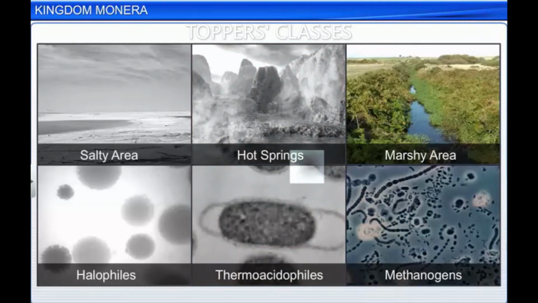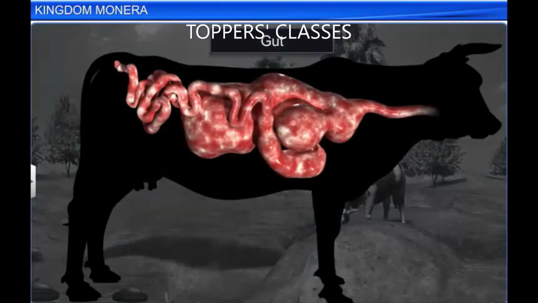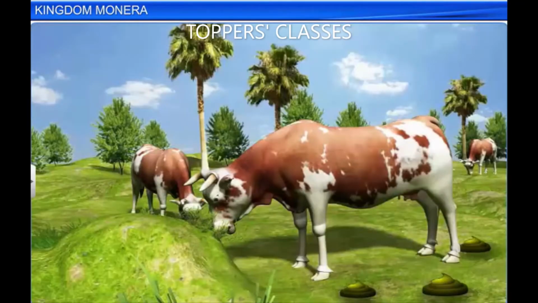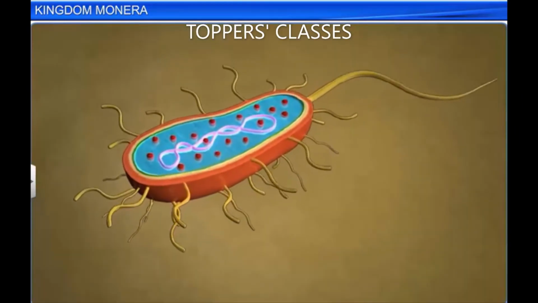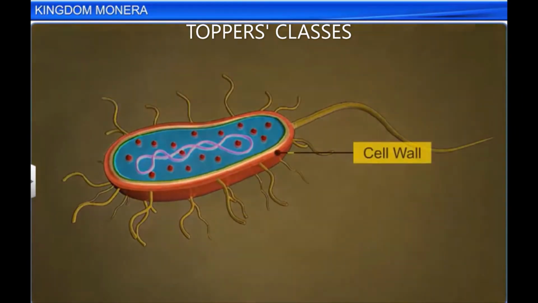Methanogens are also present in the gut of ruminant animals such as cows and buffaloes. These bacteria are responsible for the production of methane, also referred to as biogas, from the dung of these cattle. All archaebacteria have a different cell wall structure than other bacteria, which helps them to survive in extreme conditions.